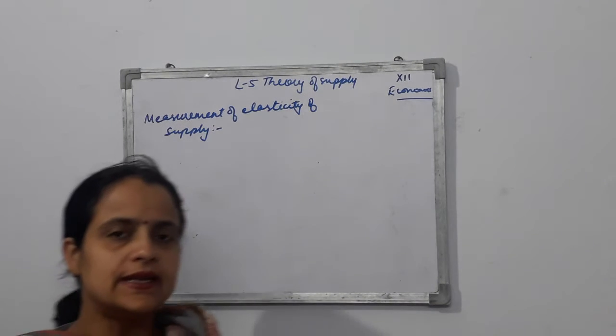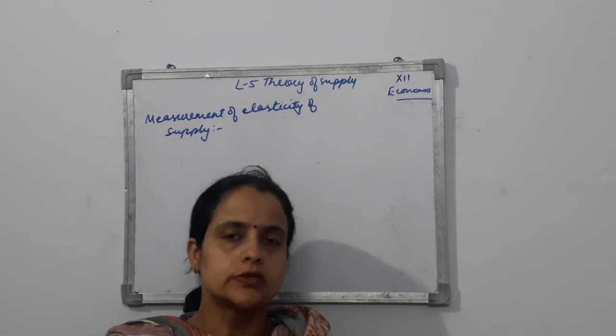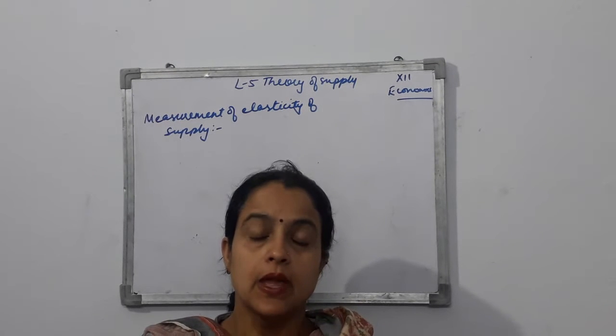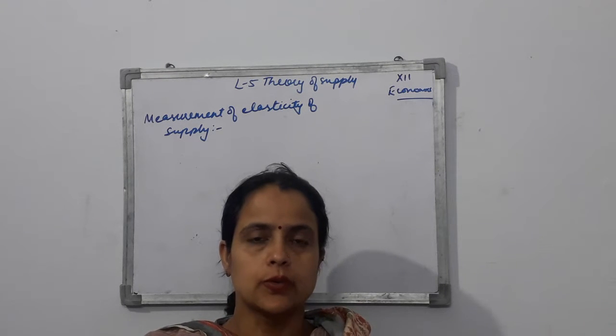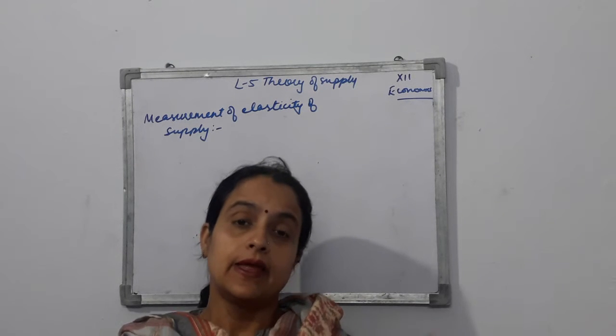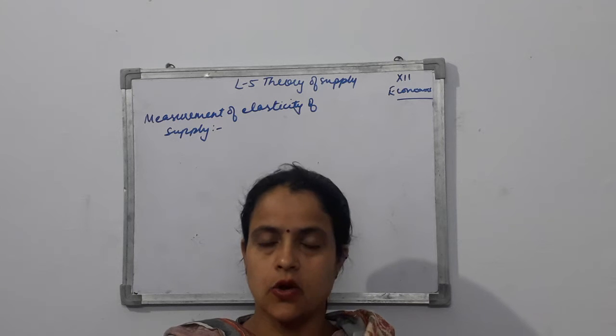So as we did in the demand part, in the elasticity of demand, there also we learned that there were different methods of calculating elasticity. So this time also we are going to have almost the same methods out here. There we did 3 methods, here we'll be doing 2 main methods to calculate elasticity of supply.